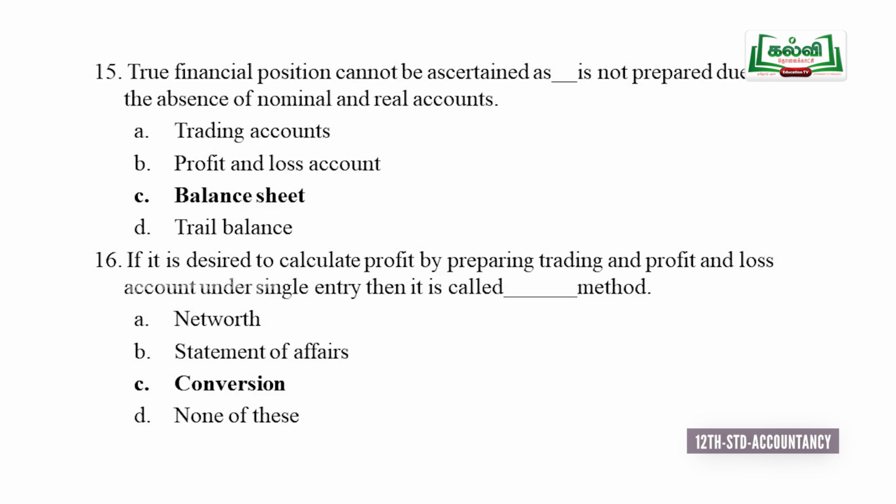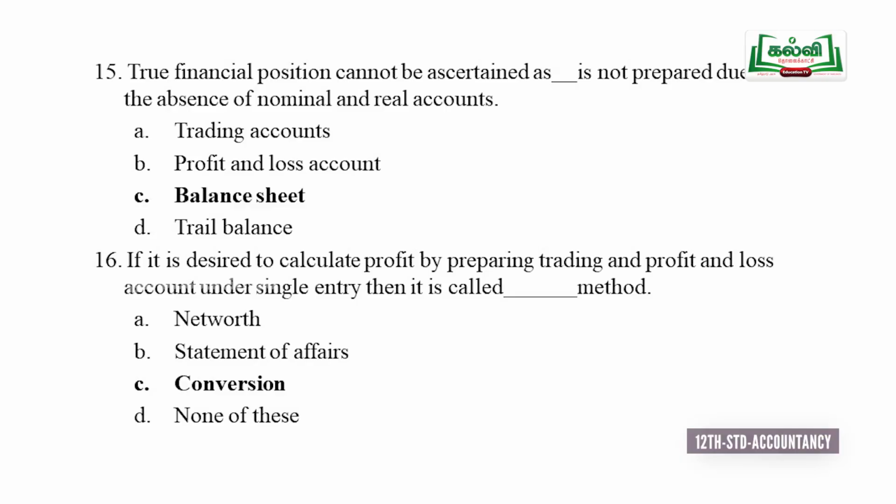True financial position cannot be ascertained as dash is not prepared due to the absence of nominal and real accounts. So, the answer is balance sheet, because the financial position can be ascertained only by preparing the balance sheet. In the balance sheet we must have correct values of assets and liabilities, but there is no possibility of that in a single entry system. So, option C, balance sheet, is the correct answer.